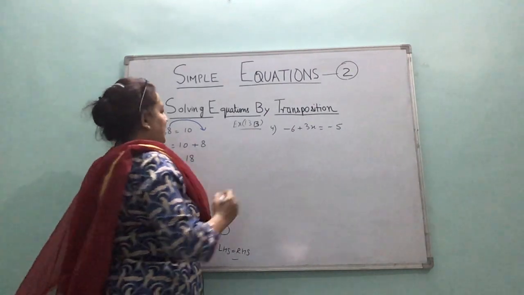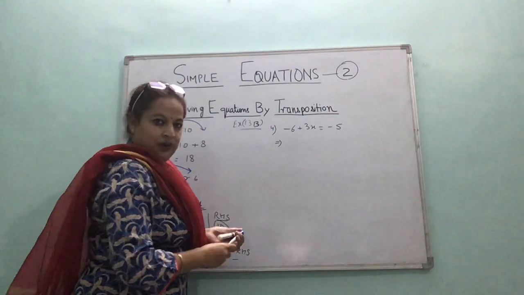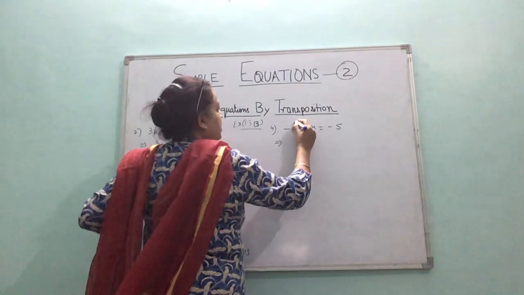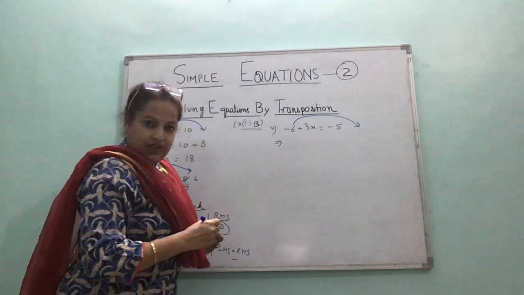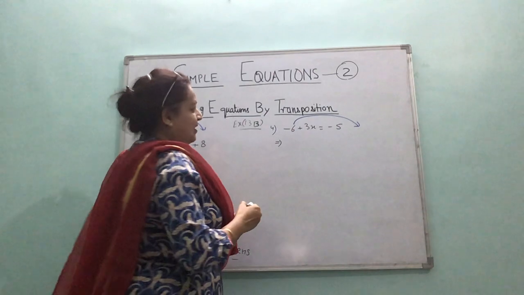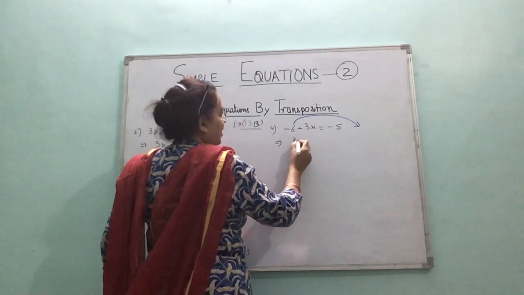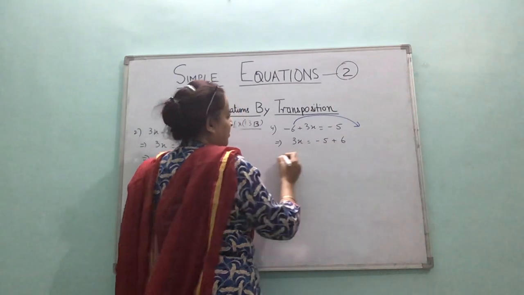Okay. Now see in this case. We'll give the variable term on one side and shift. Now this is the constant, it would go to the other side. Minus 6, when it is transposed, it is taken to the other side, it becomes plus 6. So it is 3x is equal to minus 5 and plus 6.